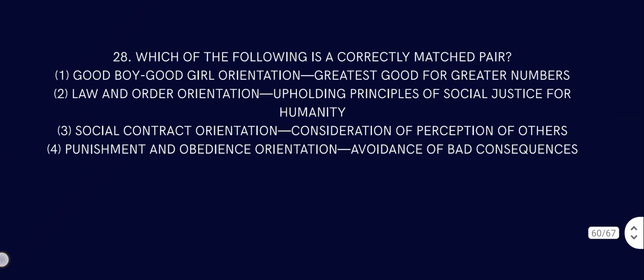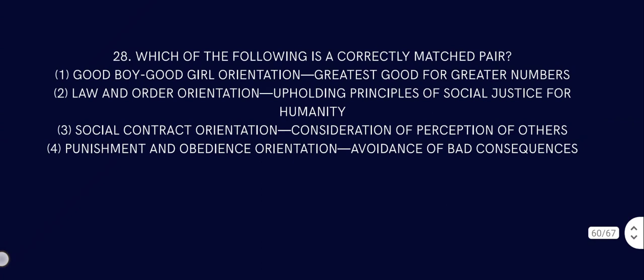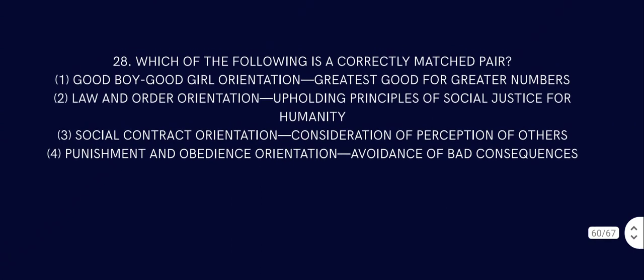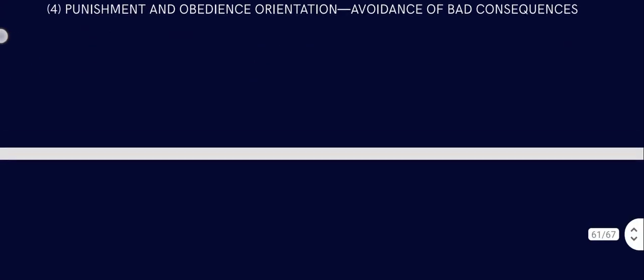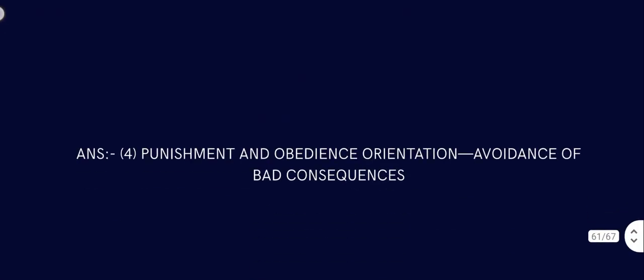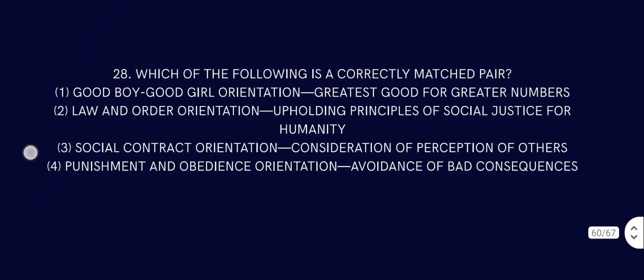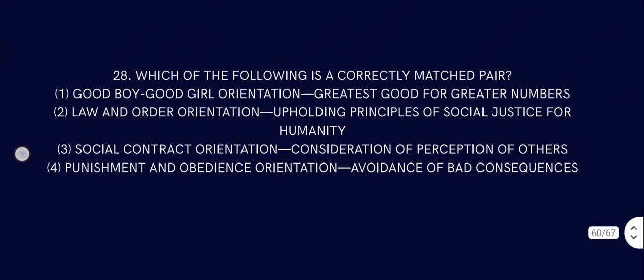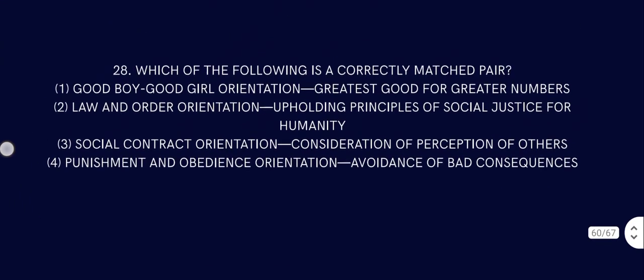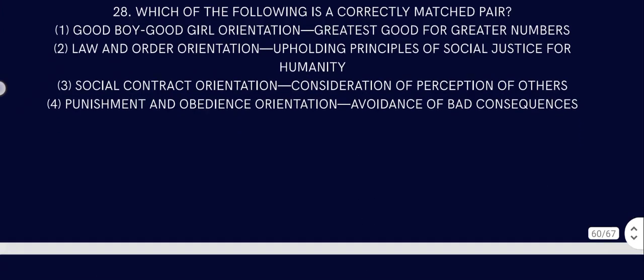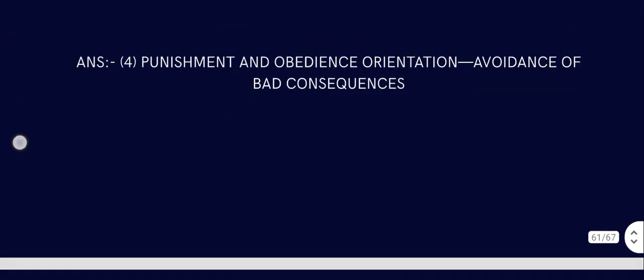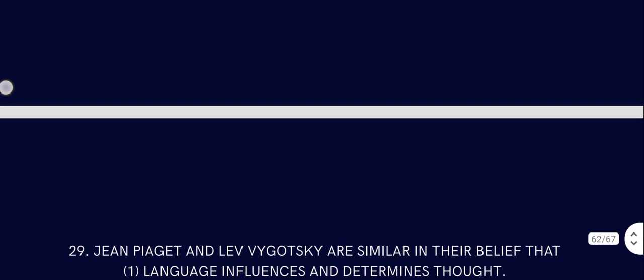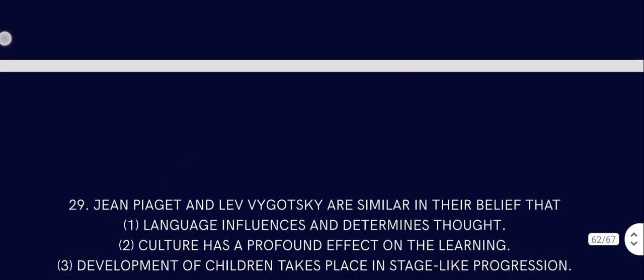Social contract should go with upholding greatest good, or law and order should be upholding. Option 2 is also, I think, correct, but correctly matched: punishment and obedience orientation, avoidance of bad consequences. Yes. Humanity and justice should be the fourth and final one, that is universal. Alright, we'll elaborate in later videos.